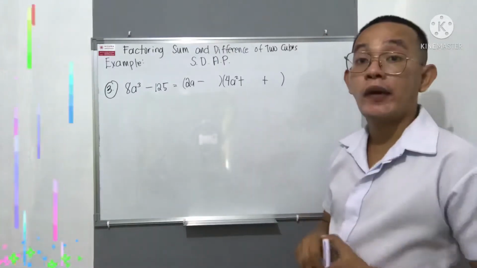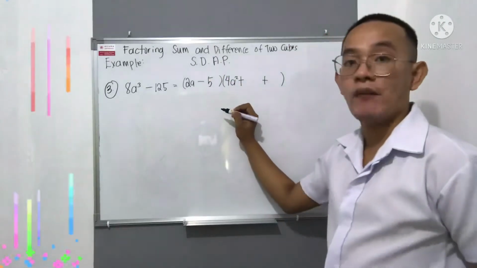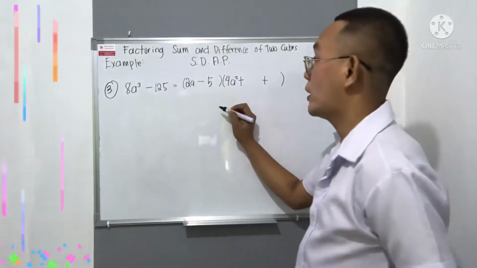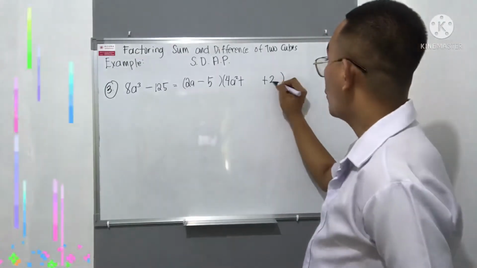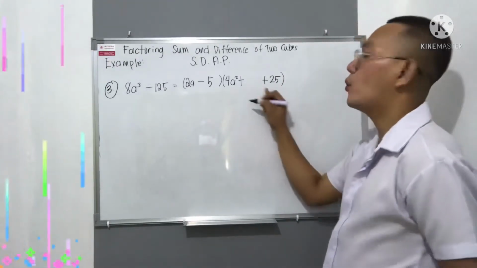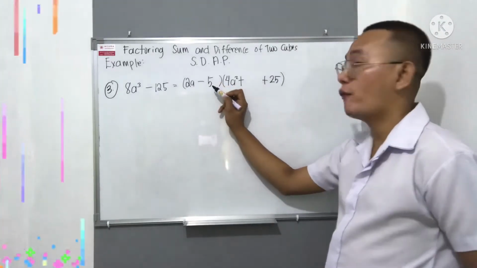Cube root of 125 is 5. 5 times 5 times 5. 5 times 5 is 25, 25 times 5 is 125. 125 divide natin sa 5 is equals to 25. So, paano natin makukuha yung middle term? Multiply natin yung first term tsaka ng last term ng first factor.